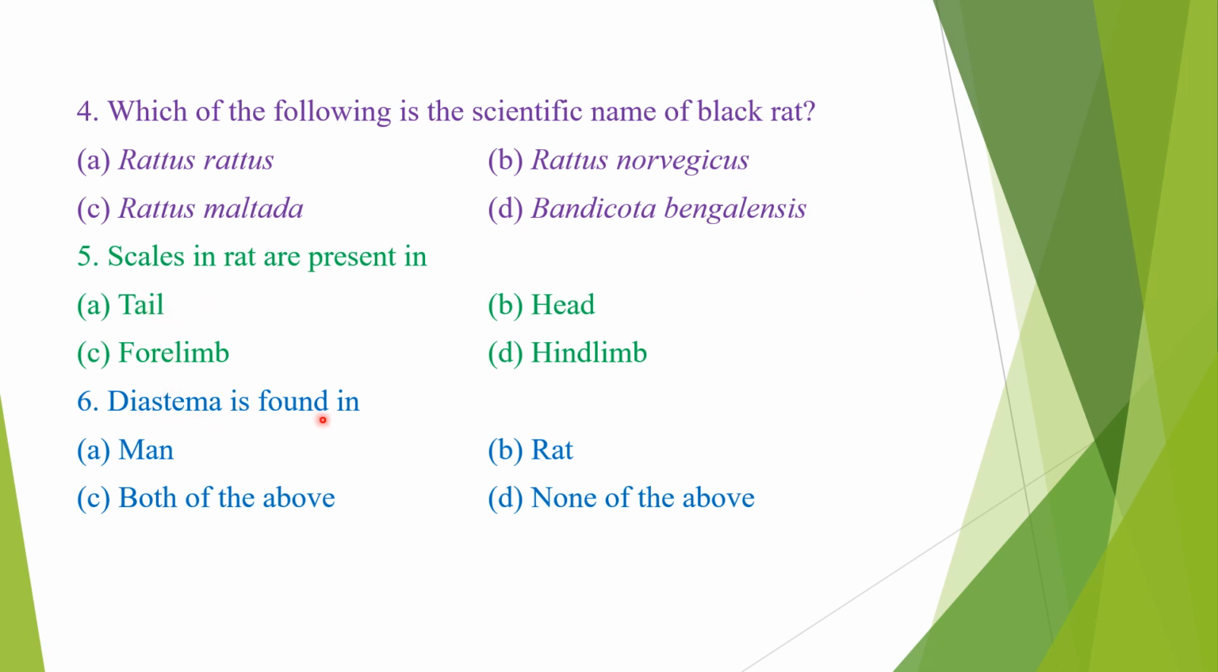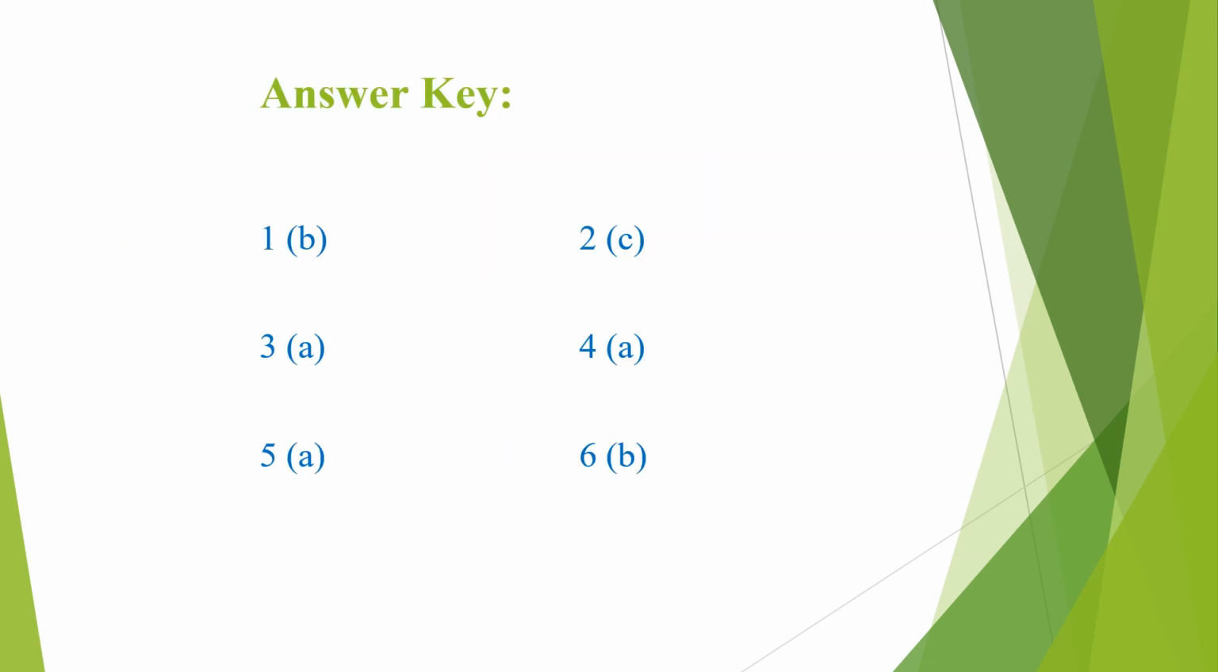Diastema is found in man, rat, both of the above, none of the above. तो डायस्टेमा मैंने क्या बताया था अभी कि जो एब्सेंस ऑफ टीथ की वजह से स्पेस हो जाता है, दैट इज द डायस्टेमा. और वो सिर्फ रैट में है क्योंकि इसमें कैनाइंस और प्रीमोलार्स एब्सेंट होते हैं, मैन में ऐसा नहीं होता है. तो राइट आंसर इज बी, रैट. This is the answer key to these questions.